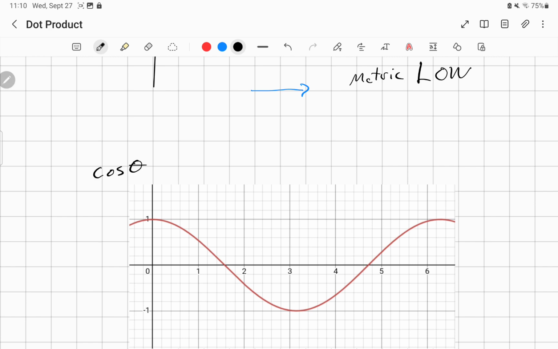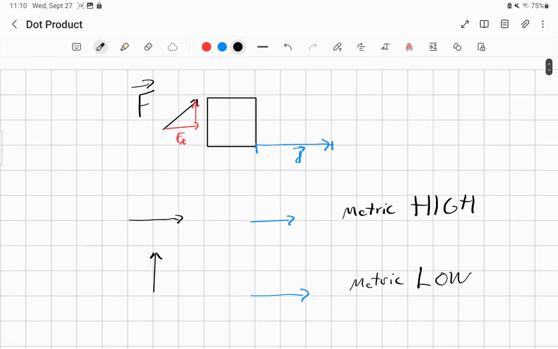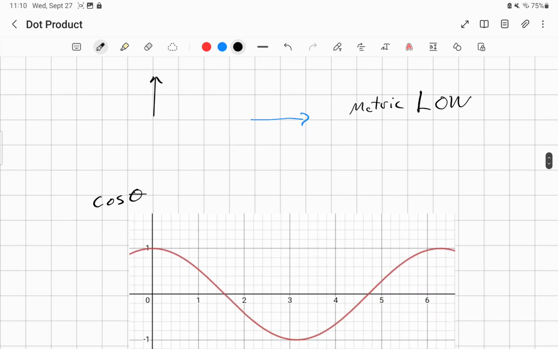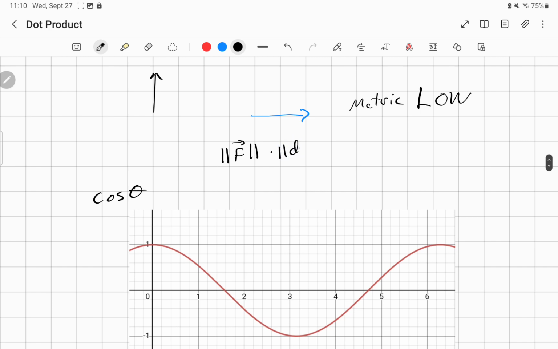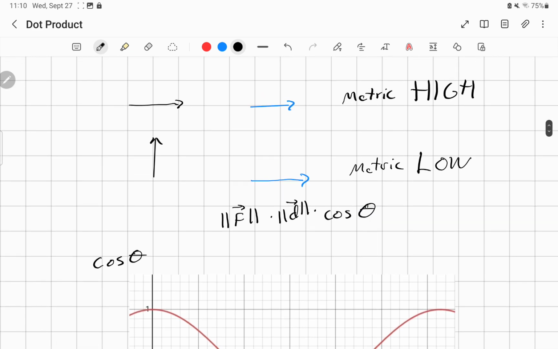Okay, and we also know that the energy that I'm expending is going to be proportional to the force I put in and the distance that we want the block to go. So we can straight up say our metric should be equal to the magnitude of the force times the magnitude of the distance, and then scaled by this cosine metric, to indicate that if the force and distance are orthogonal, then we're not transferring any energy, we're not doing any useful work.